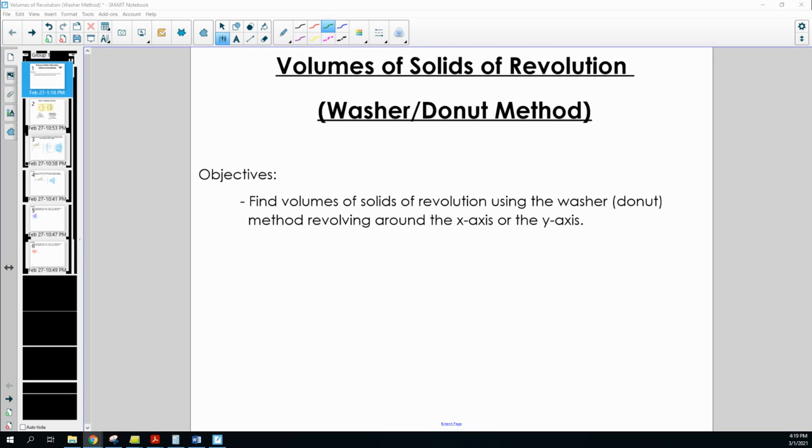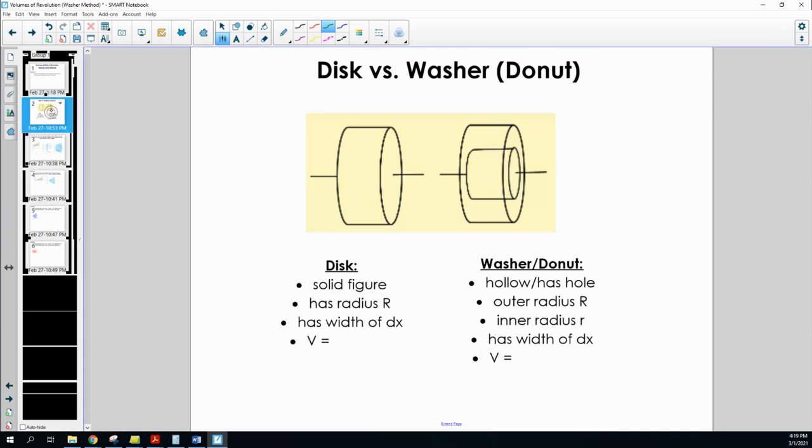In this lesson, we're going to go over how to find the volumes of solids of revolution using the washer method or the donut method. So we're going to be finding volumes of solids that are being rotated or revolved around the x-axis or the y-axis. Last time we talked about the disk method, which is represented here on the left, and today we're going to talk about the washer method or the donut method, which is represented on the right.